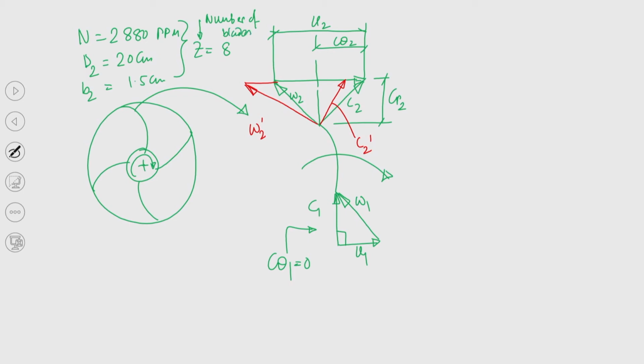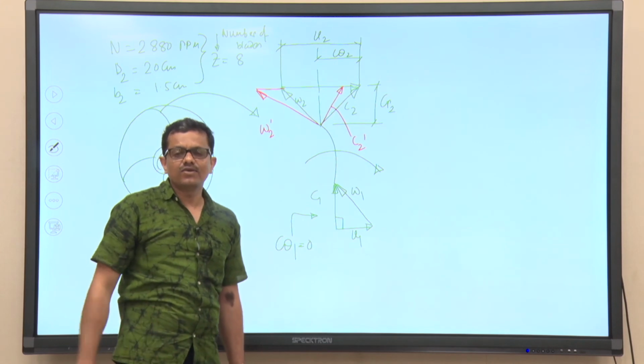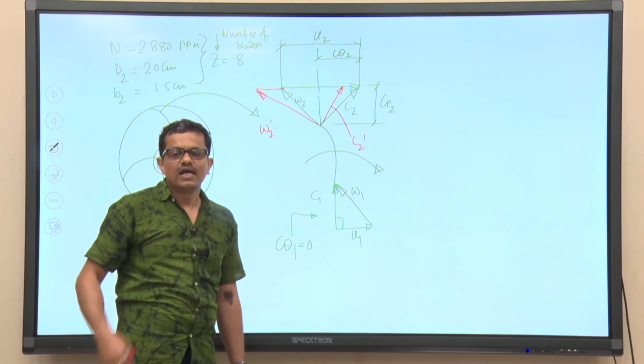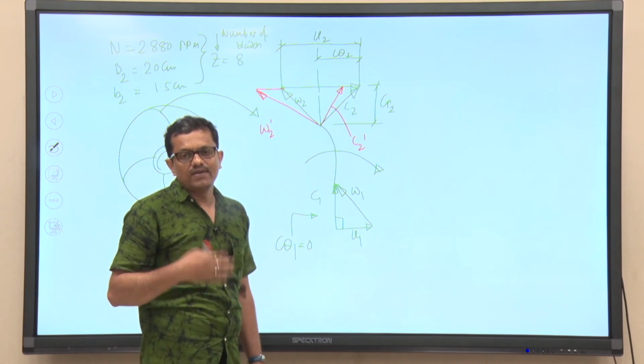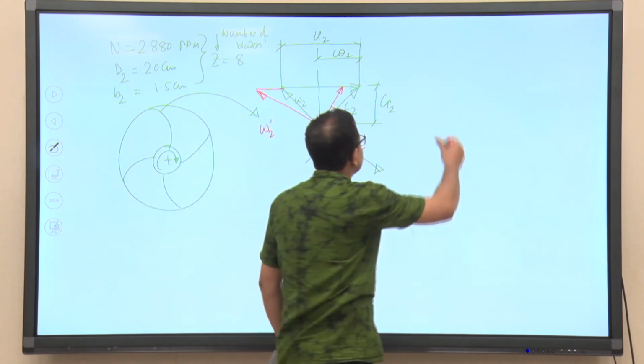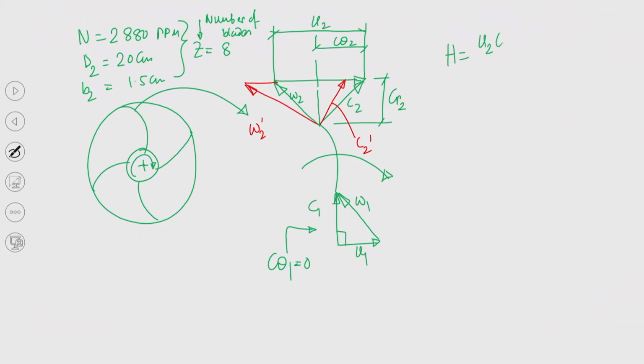So, what can we calculate? We can calculate, because ultimately C theta 1 is equal to 0. So, again we will be applying the Euler equation for the pump to calculate the head that will be developed by this pump. So, what is that equation? H equal to (U2 C theta 2 minus U1 C theta 1) divided by g.